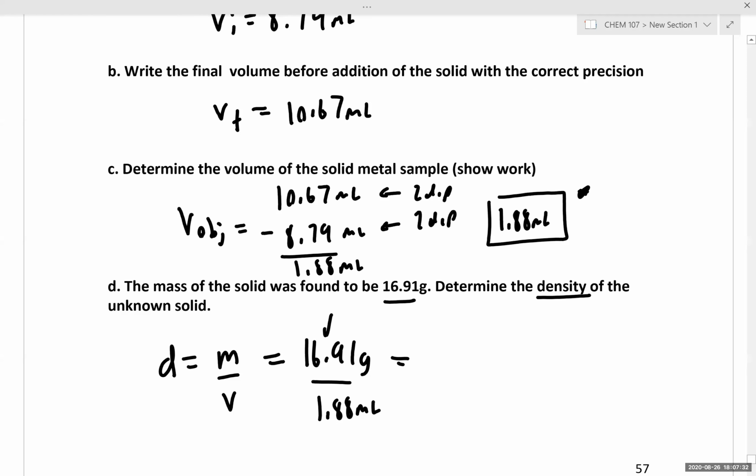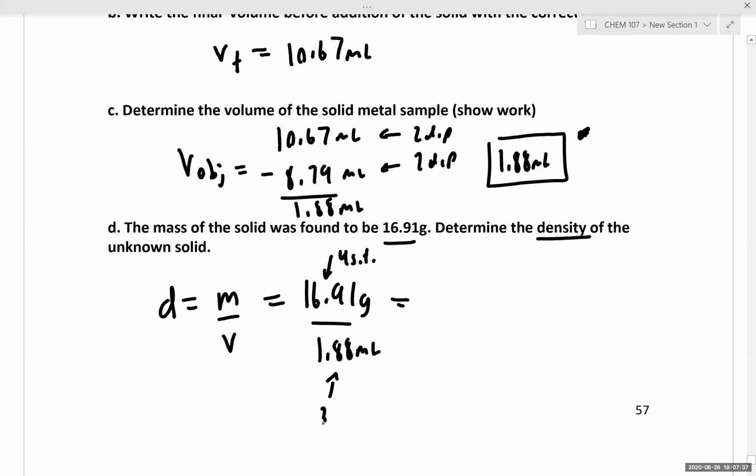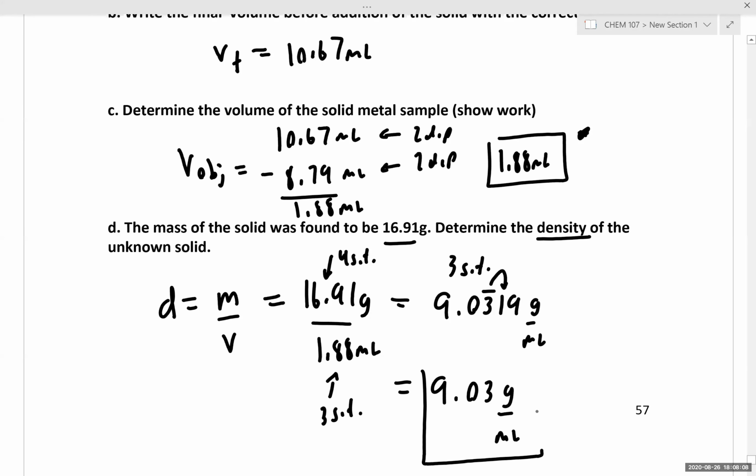Keeping in mind, based on sig fig rules, our top number has 4 sig figs, our bottom number has 3 sig figs, so our density should be written as our final answer with 3 sig figs. So we get 9.0319 grams per mL. We round this number to 3 sig figs. So looking at the 3, 1 space to the right, 1 is less than 5, so we round down, and that gives us 9.03 grams per mL.